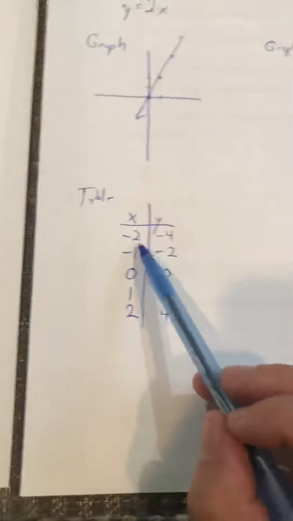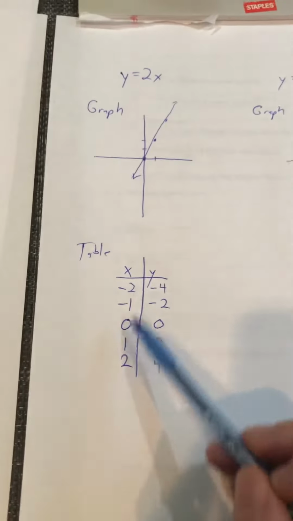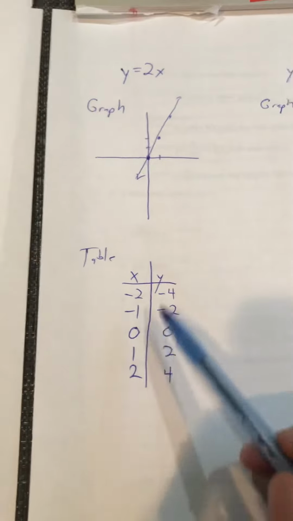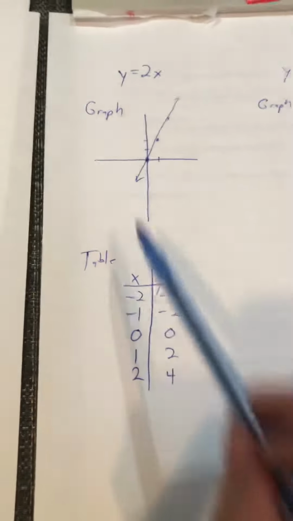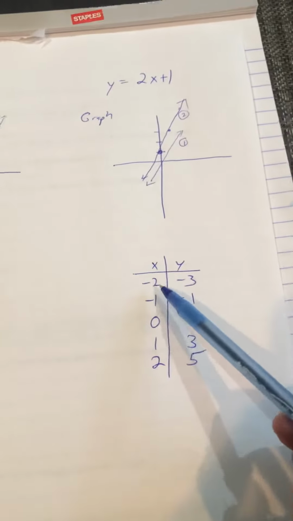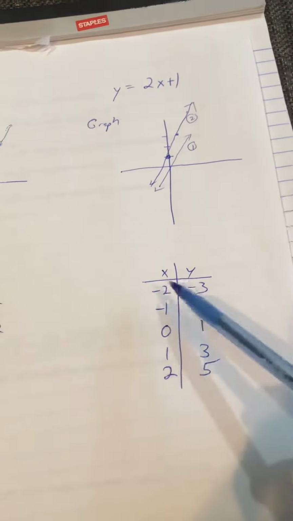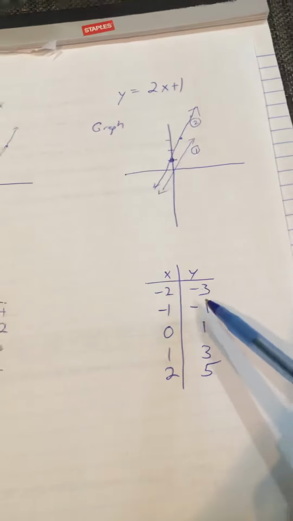When you make a table, you just kind of plot some random values. I did -2, -1, 0, 1, and 2. And I just plugged them all into this equation, and here's the numbers I got. And then I did the same thing for this one. I plugged in these 5 numbers. This can be kind of random, but usually those are some good numbers to start with.